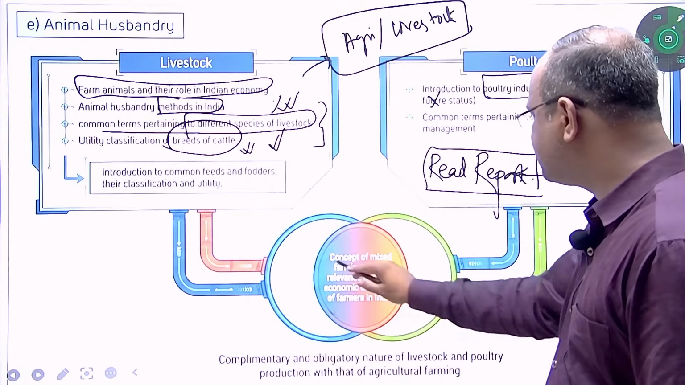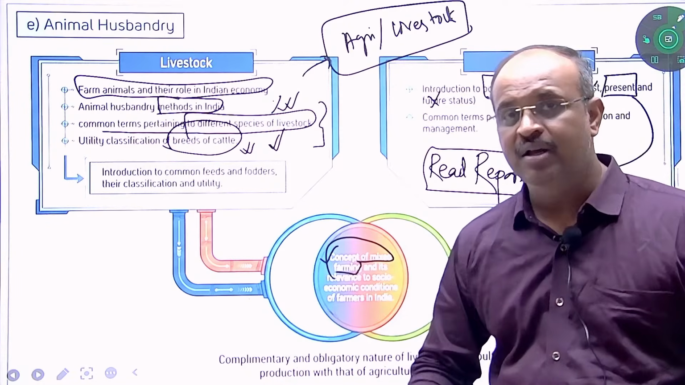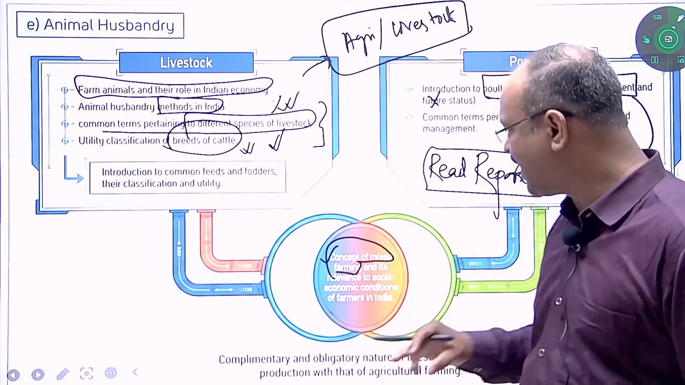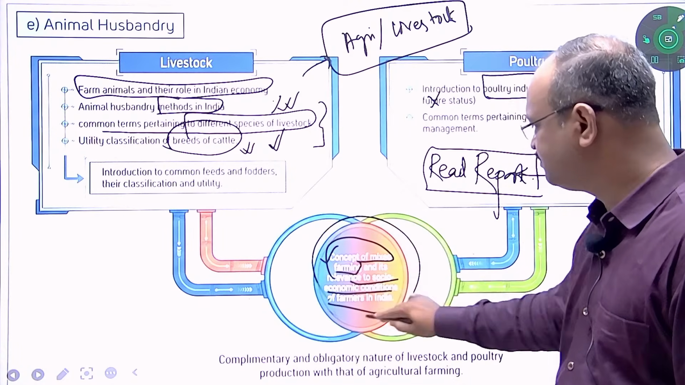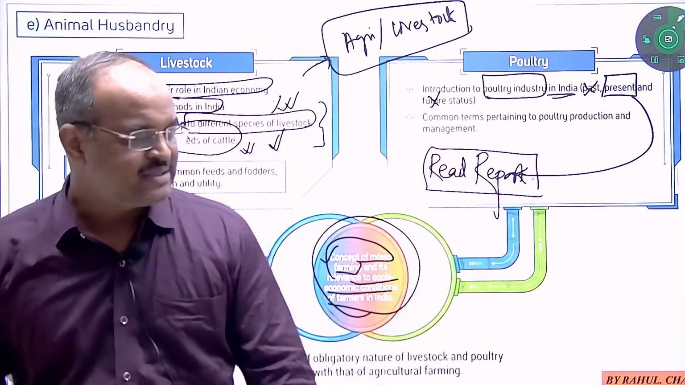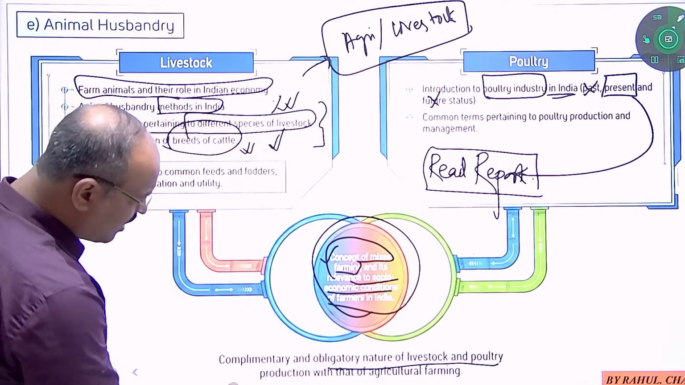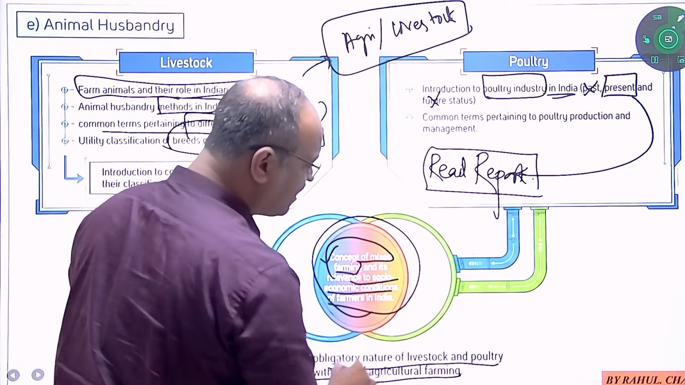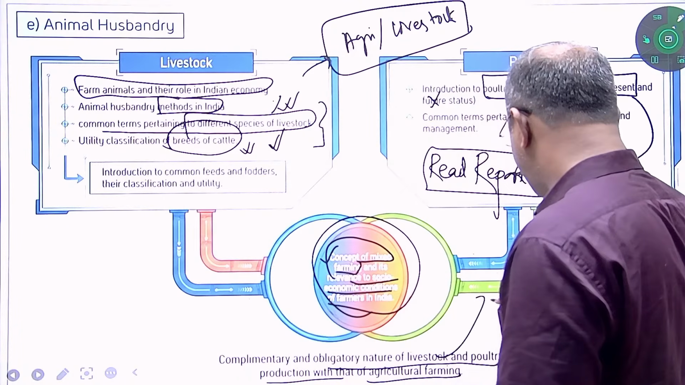Going ahead, it is the concept of mixed farming, not much important, but it is important for the descriptive. They can ask you the question, its relevance to socio-economic conditions of the farmers. Getting? Then last, it is the complementary and obligatory nature of livestock and poultry production with agriculture farming. So here we need to understand what is mixed farming.